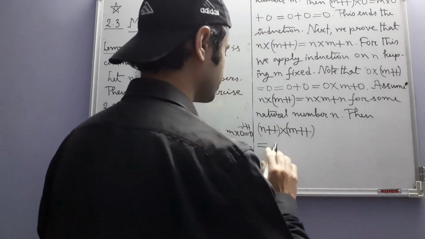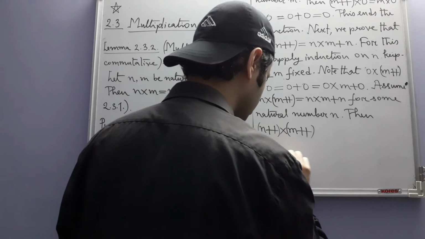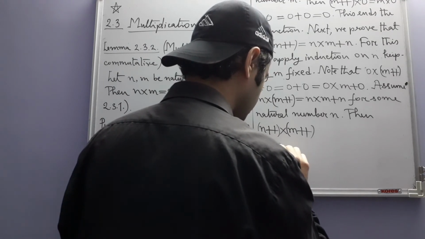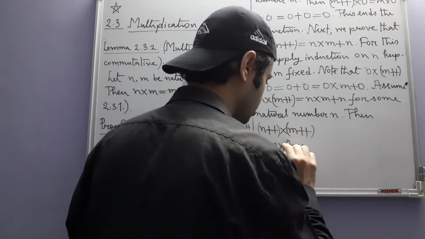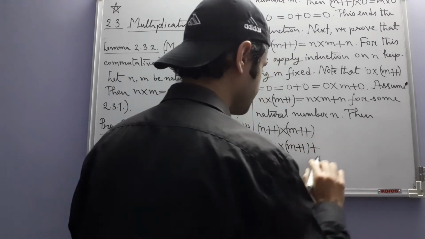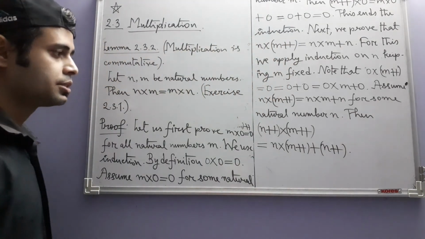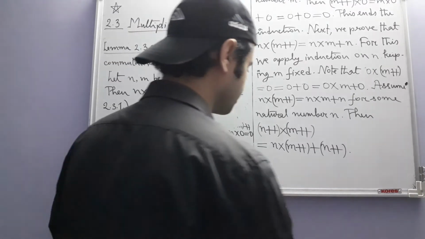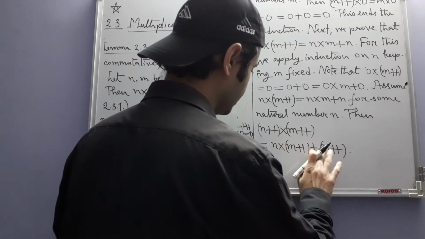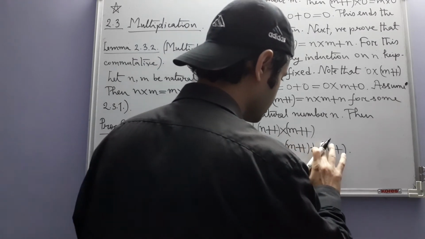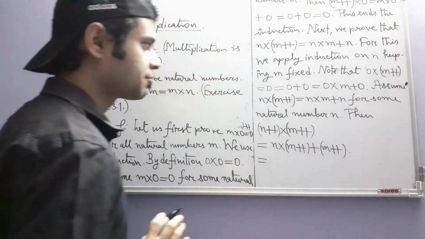This is equal to, by definition of multiplication, this equals... am I getting it right? Yes, n cross m plus n plus plus. This comes from the definition of multiplication. Or again I have made a mistake, no? Yes, this will be m. Okay, so this comes from multiplication.